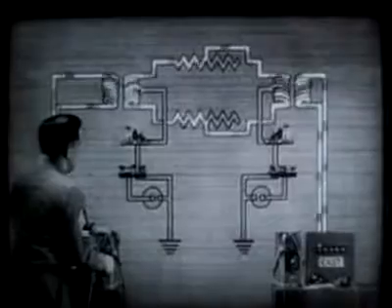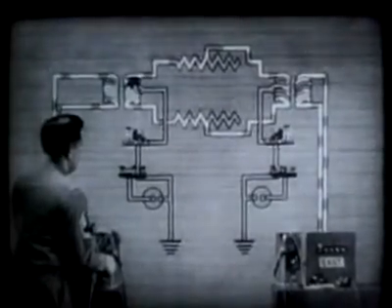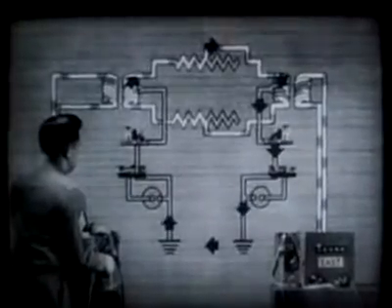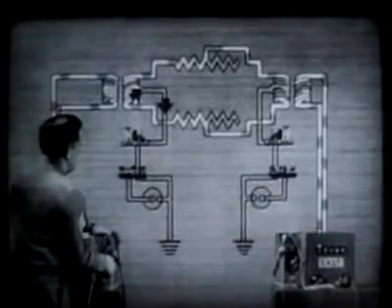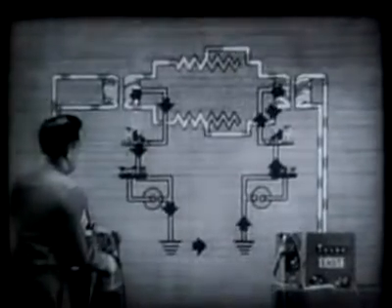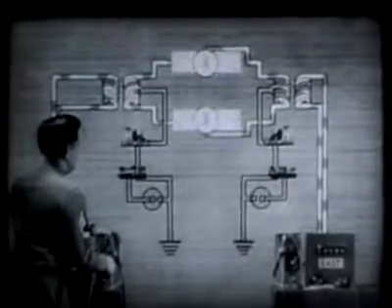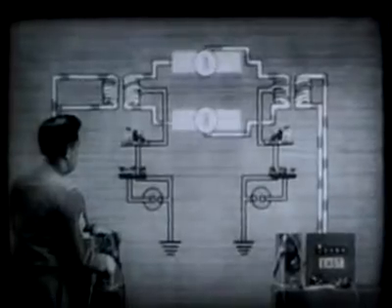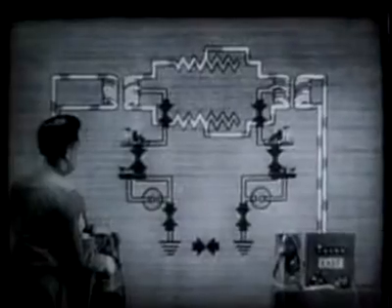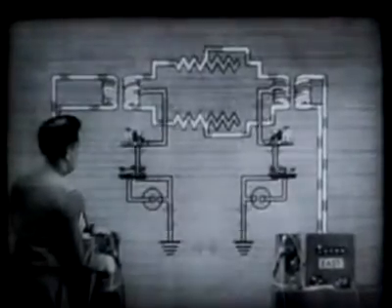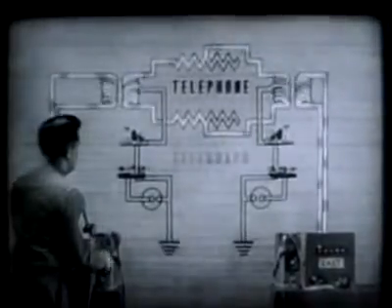Let's freeze that current again. The upper half of the winding is trying to send current through this path. And the lower half of the winding is trying to send current through this path. Since the resistances of the two line wires are equal, two equal currents are trying to flow in opposite directions through the telegraph sets. They buck each other, and no current flows. Consequently, the telephone circuit doesn't interfere with the telegraph.